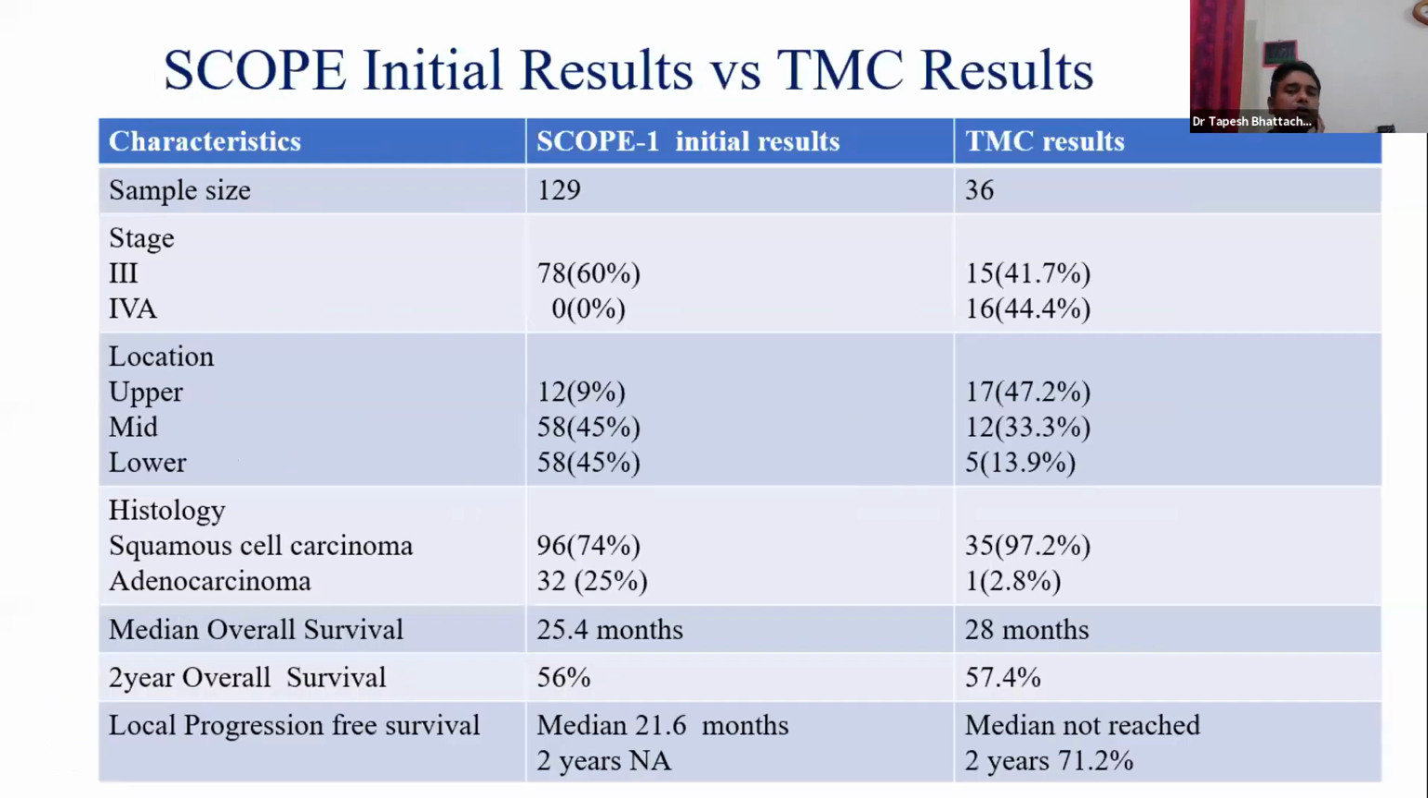If we see the SCOPE 1 results, 60% of patients had stage 3 and there were no 4A patients. But in TMC, we have treated 36 patients, initial results, and we see that 44.4% of our patients had stage 4A disease. And if we see the location, most of the patients had mid or lower esophageal lesions. Most of them had squamous cell carcinomas, and median overall survival in SCOPE 1 initial results was 26 months. We had around 28 months. 2-year overall survival was also similar.